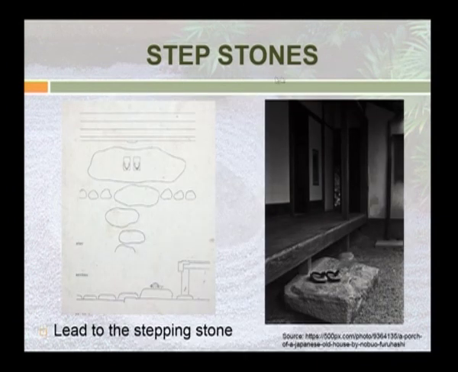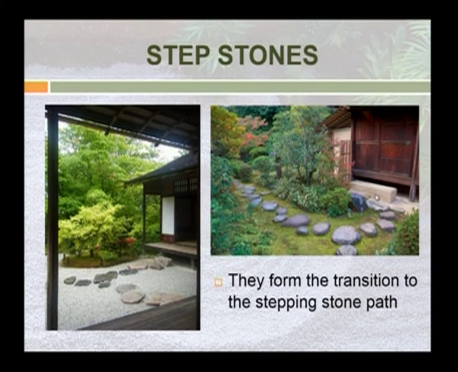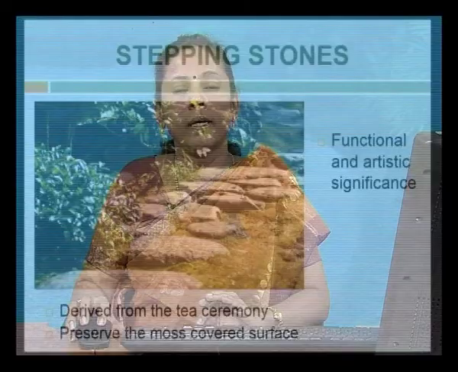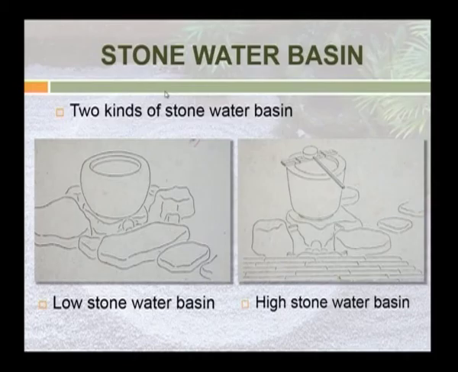We also find step stones in the gardens. They lead to the stepping stones. A large hewn stone or a natural stone is placed just next to the veranda. So, a person coming from the garden places the shoe on this stone. Next to it, two smaller stones are also placed. They are known as second and third step stones. Mainly, they form the transition from the veranda to the stepping stone path, as we can see here. Step stones and secondary stones, and there is a main stepping stone pathway here. Another important element that we find in the Japanese garden is the stone water basin.